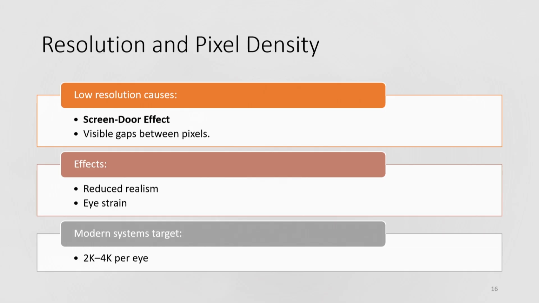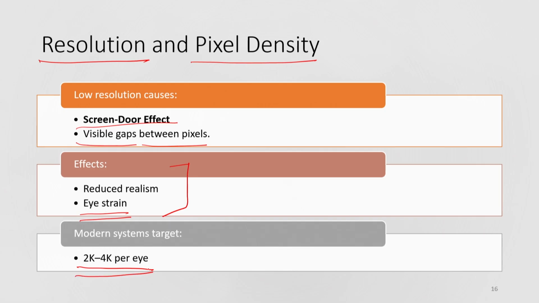It is important to maintain high resolution and pixel density in your XR systems, because low resolution causes what is known as the screen door effect. So, you may see some visible gaps between the pixels when you use lower resolution. The effects of such low resolution displays are that they offer you reduced realism and they may cause you eye strain. So, modern XR systems will typically target 2K to 4K pixels per eye.